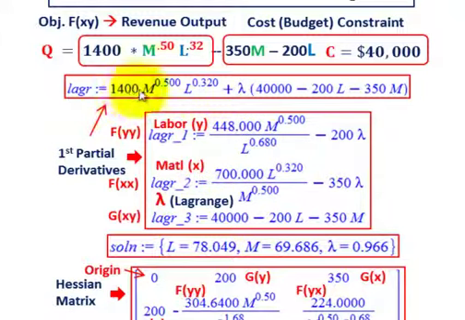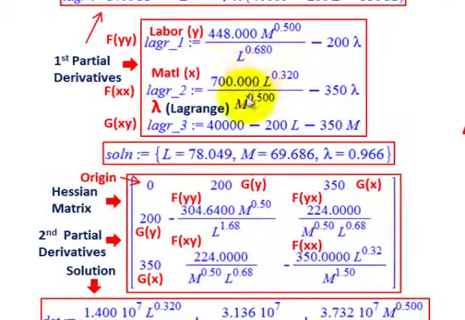And then for our material, same thing, go through, take the partial derivative of the entire equation for material, and then we would do it for the Lagrangian multiplier as well. Just take the partial derivative of this equation in terms of the Lagrangian multiplier. So we have three first partial derivatives that we take for labor, material, and then the Lagrangian multiplier itself for the cost portion. So we have three equations, three unknowns here. We don't know our labor, our material, and then our Lagrangian multiplier.